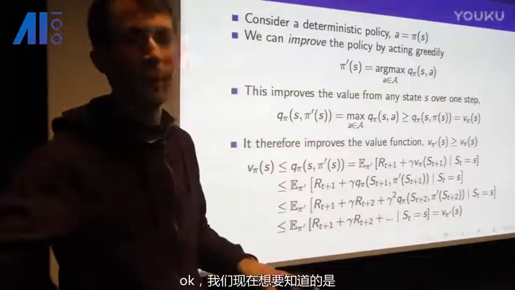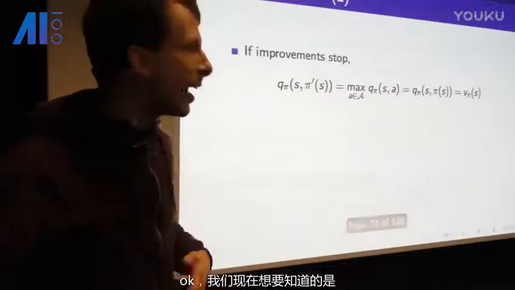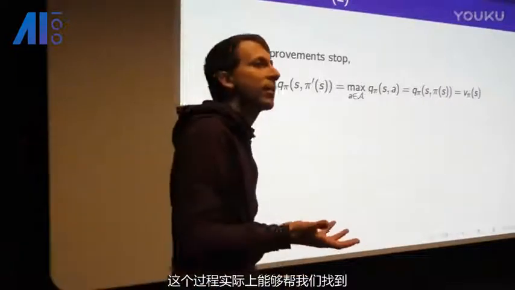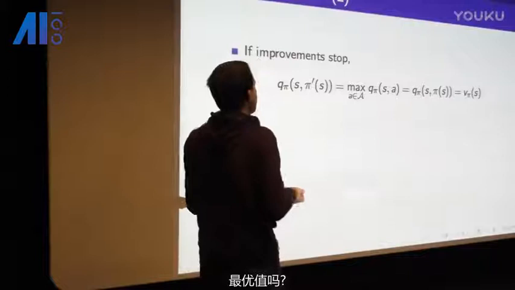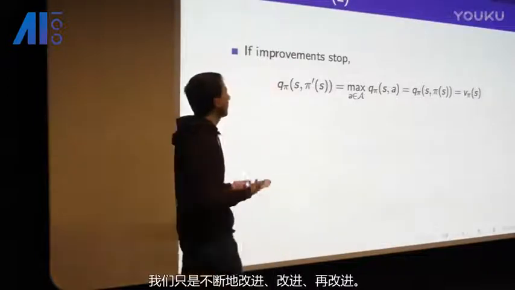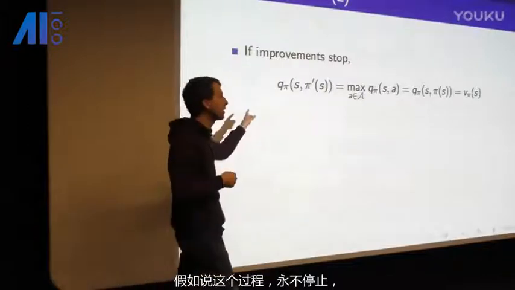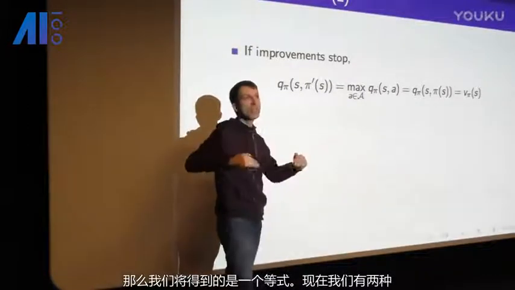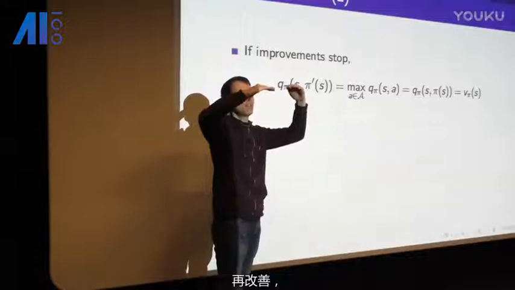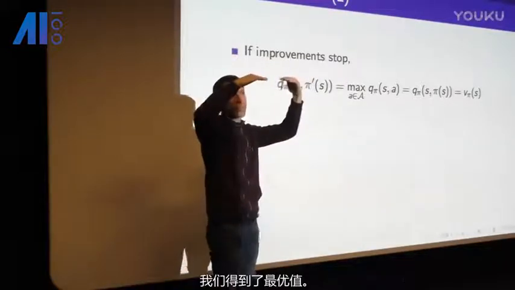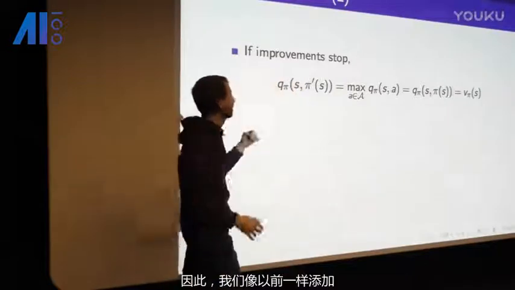Okay? Right. So now we want to know, what happens? Is this process actually going to take us to the optimal value? We just keep improving, improving, improving. So let's consider what happens if this process ever stops, so if we ever have equality. We've got two cases: either we just keep getting better and better, or at some point this is going to stop. And what we want to know is that when it stops, we've actually achieved optimality.